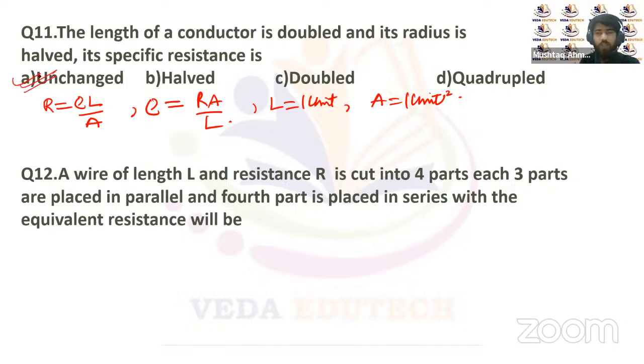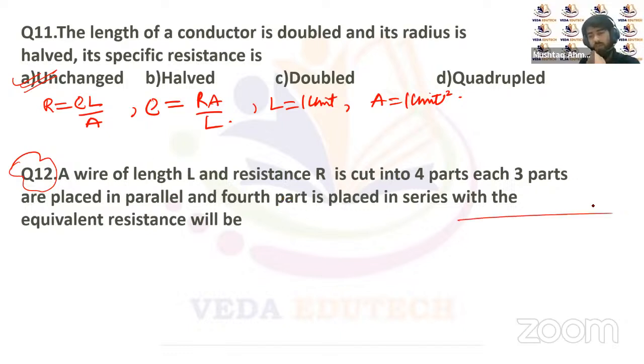Similarly, a question like this was asked in JEE Mains in the January session, with different language altogether. So we'll be discussing that question as well. A wire of length L and resistance R is cut into 4 parts. Three parts are placed in parallel, and the 4th part is placed in series. The equivalent resistance will be, right? This is question number 12.